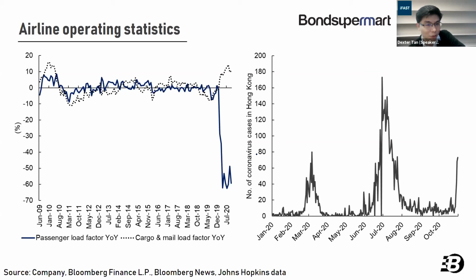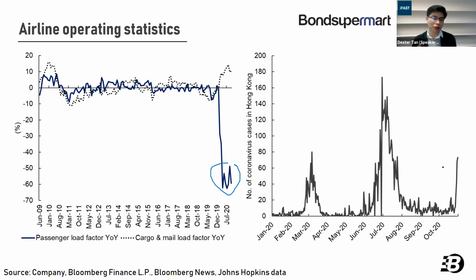Just to give you more information on the operating statistics of this airline. If we look at passenger loads, it has dropped about 60% from a year ago, but cargo is actually doing pretty well. Unlike passenger loads, cargo load is actually improving, and if you look at the number of arrivals.